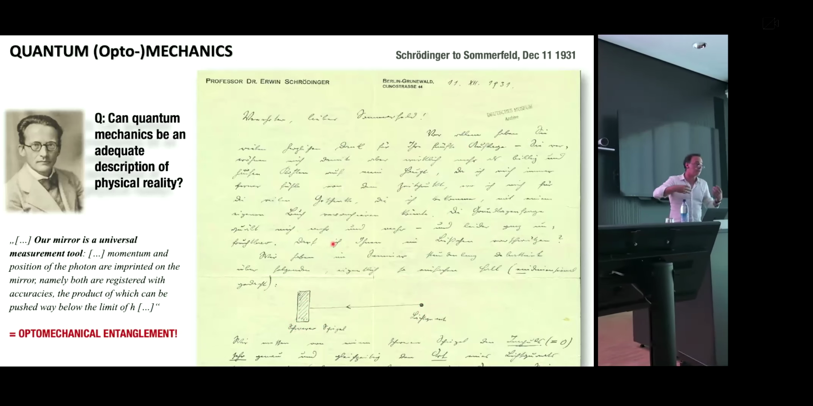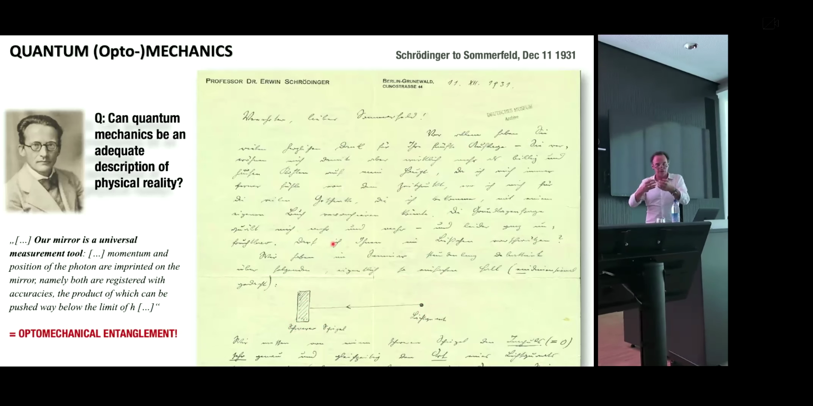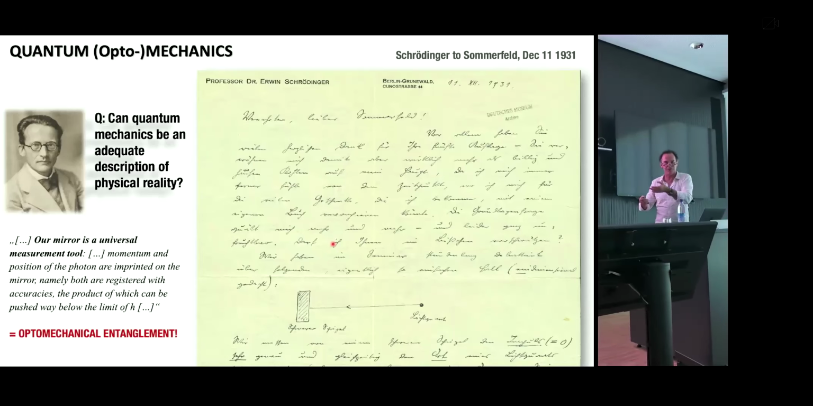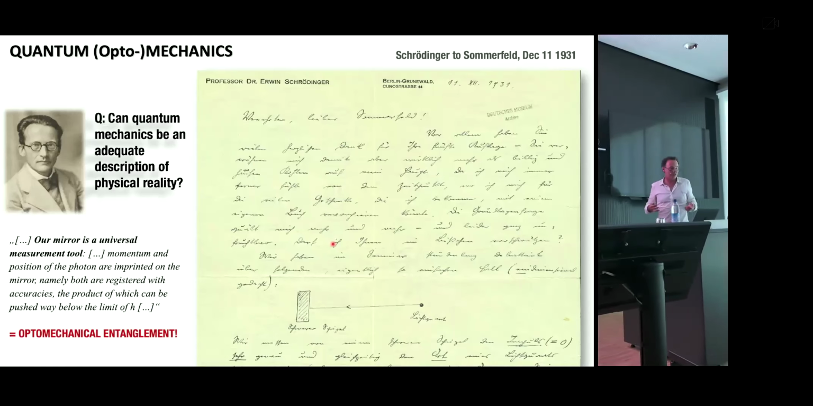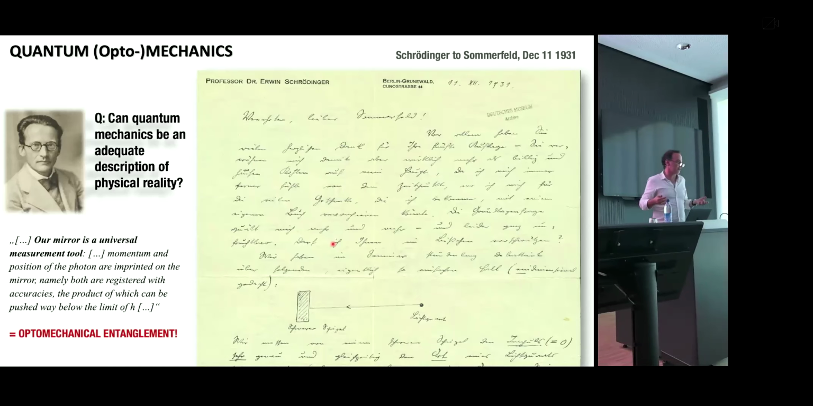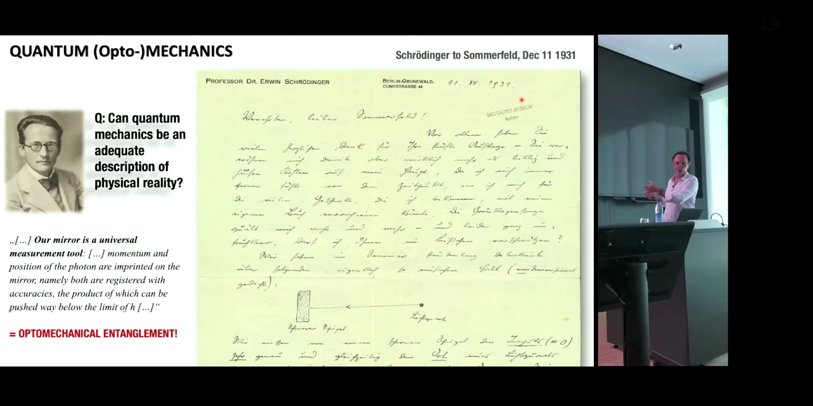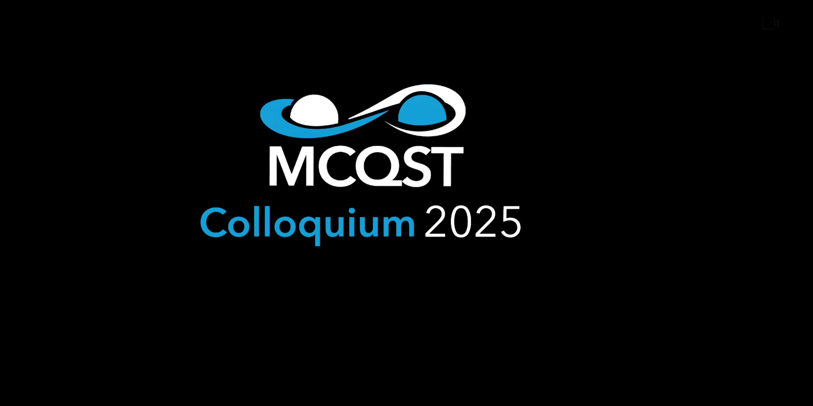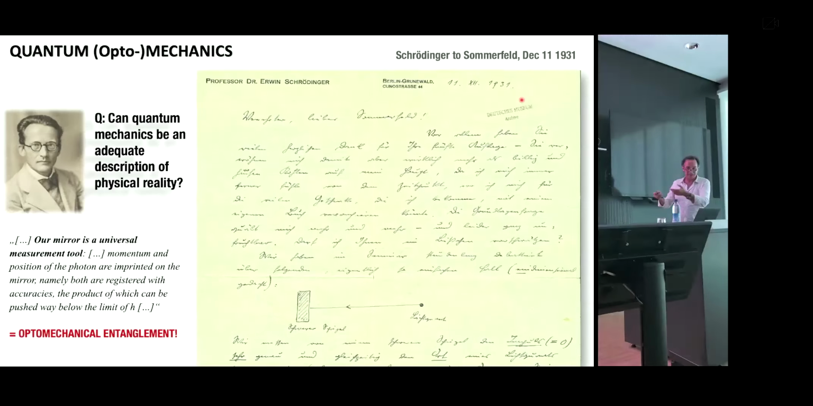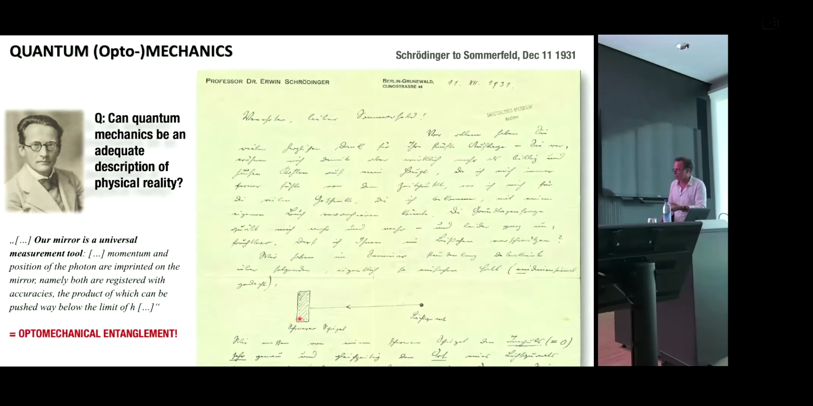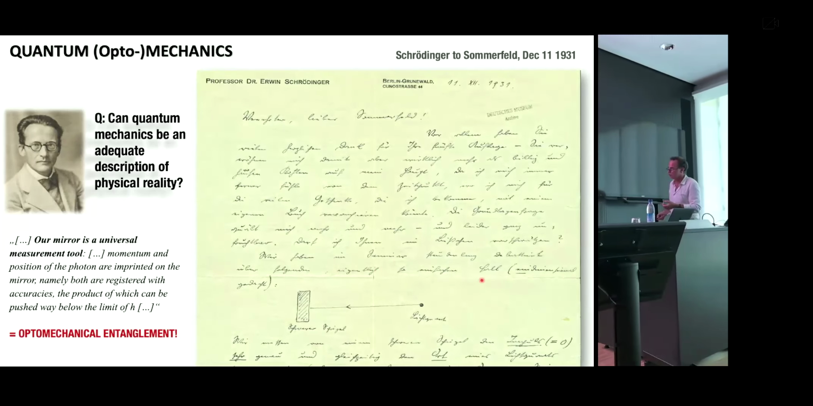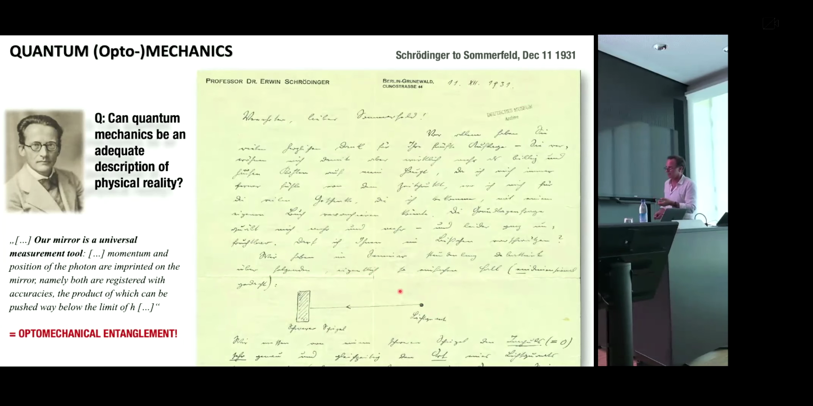And if you do that, then it turns out that the product of the conditional variances of X and P of the mirror violates Heisenberg uncertainty. And isn't that strange? Today we know this is actually a quantitative measure for continuous variable entanglement. And Schrödinger wrote that down already in 1931, before he coined the term entanglement. So it's very funny.